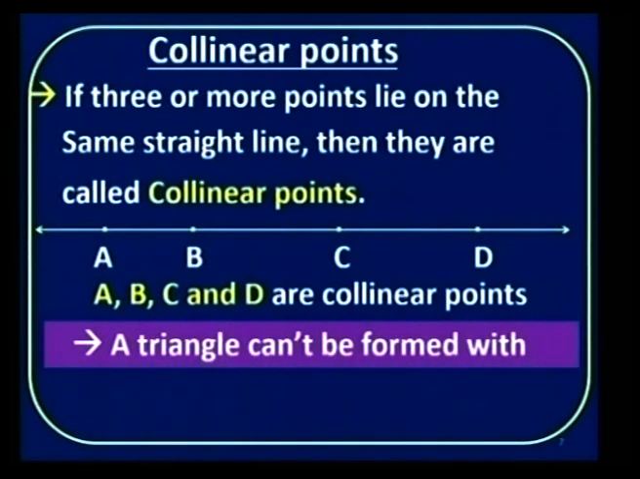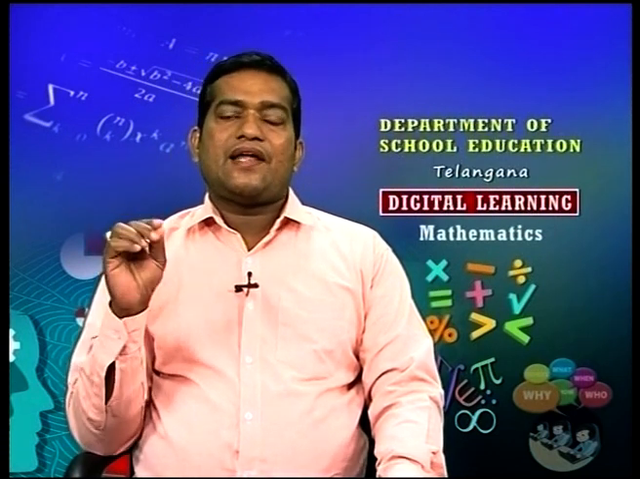Okay children, now I will ask you a question. Can we form a triangle with 3 collinear points or not? No, we cannot form a triangle with 3 collinear points. Not only 3 collinear points, you can take any number of collinear points, we cannot form any triangle. So what you can understand here is, a triangle cannot be formed with 3 collinear points.